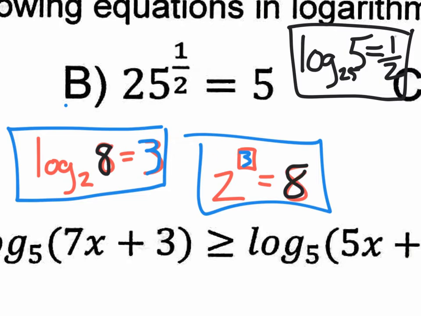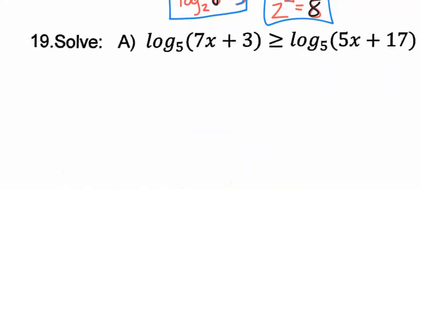Number 19, solving logarithmic inequalities. How easy is that? Well, you simply cancel out the logs, right? Because technically you could raise both sides to be the power of base 5. You don't even have to show that work. You just cancel them out. That's only if you have the same exact logarithm. Log base 5, log base 5. Yeah, cancel them out.